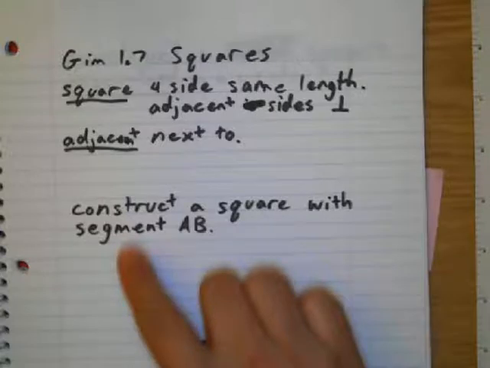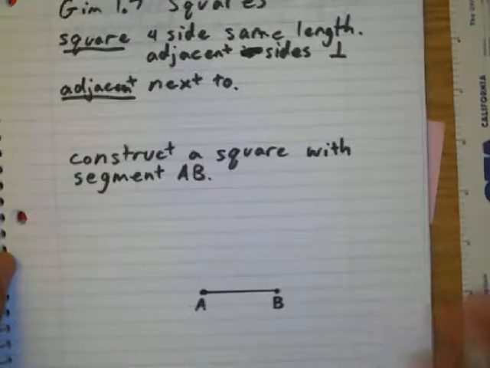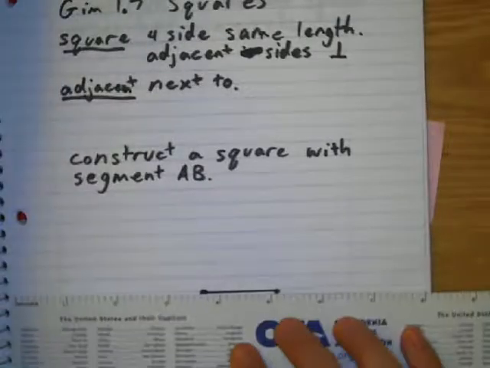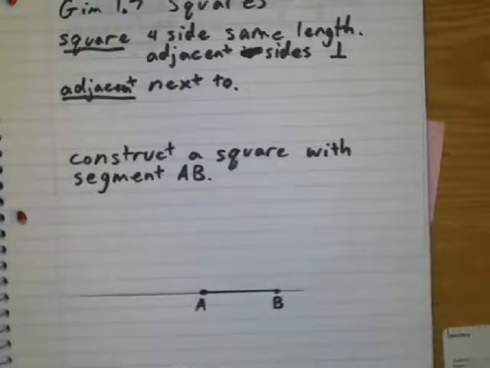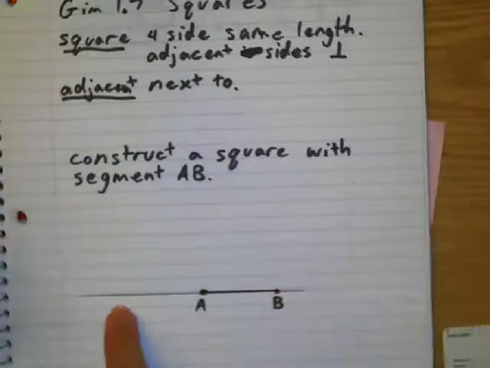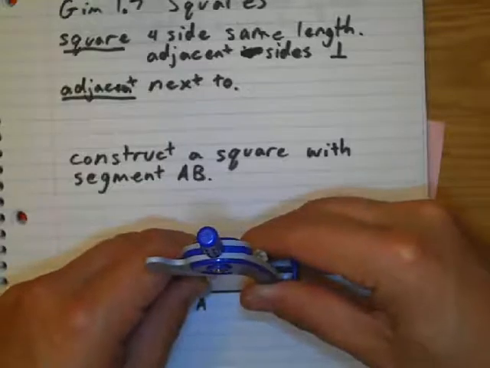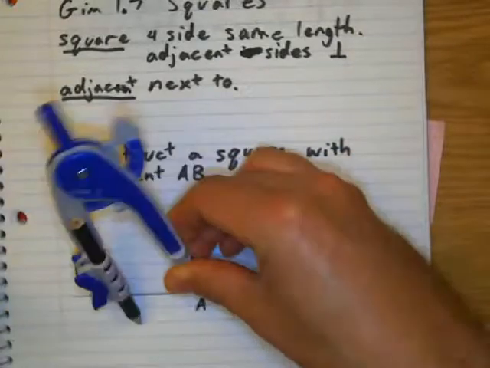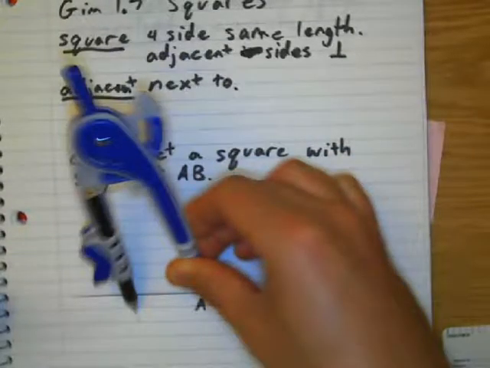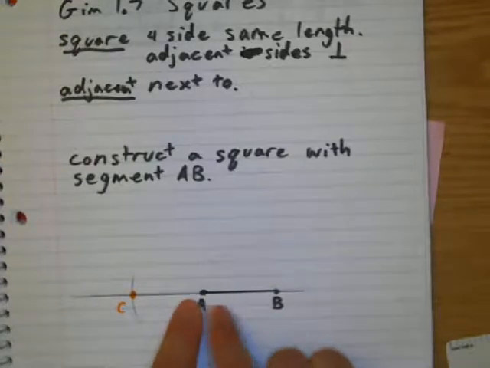Anyways, construct a square with segment AB. So in order to do this, the first thing we need to do is extend this line. And what I need to do is figure out a distance out here that's the same distance away from A as B is to A. So I'm measuring the distance from here to here with my compass, and then I'm going to go over here and make a mark. That distance right there, I'm going to label it C. And so from A to C is the same distance as from A to B.